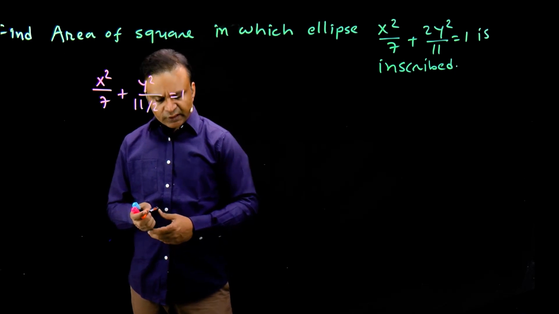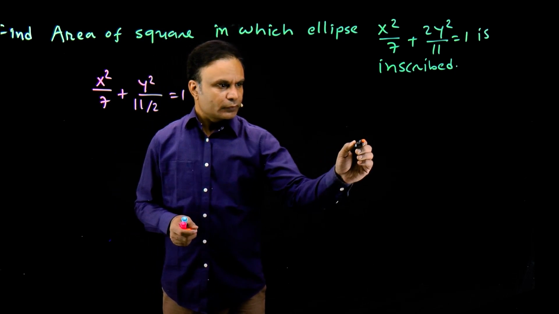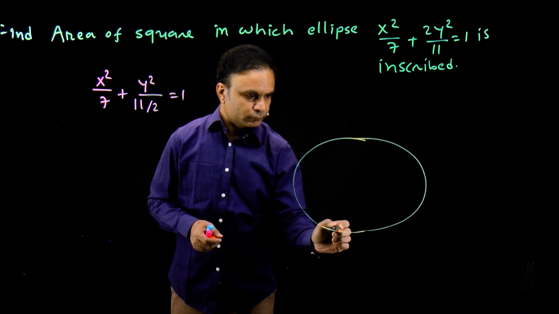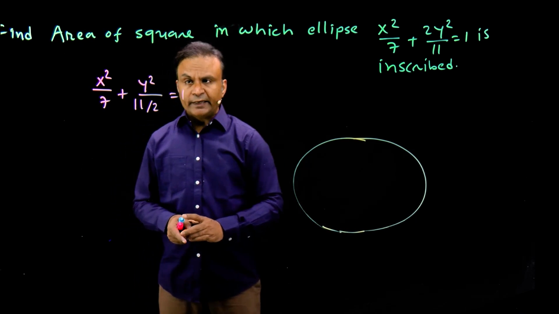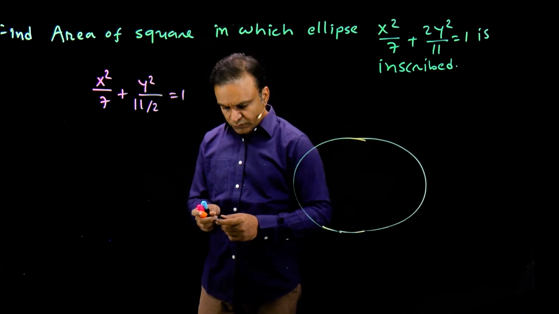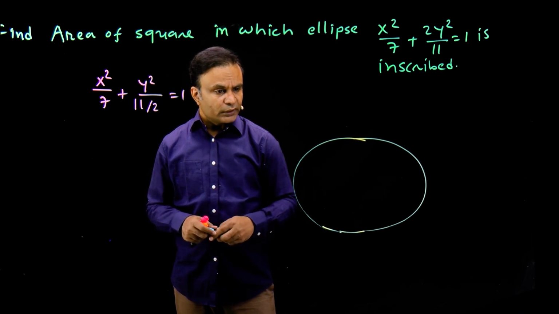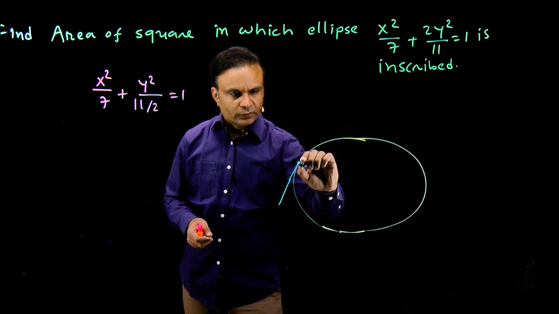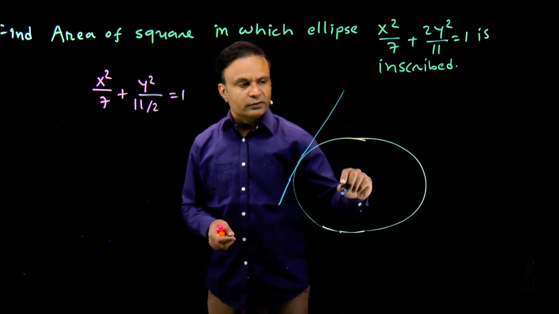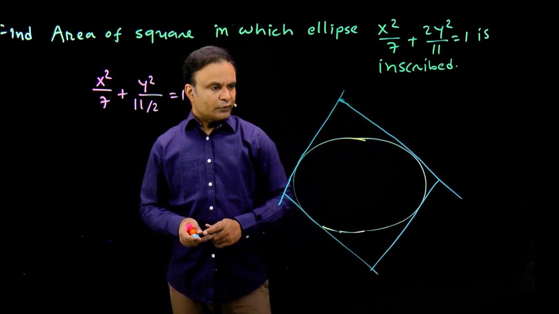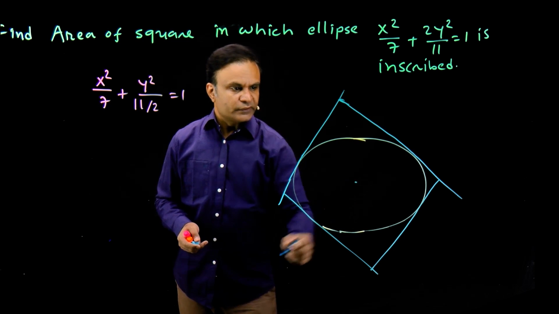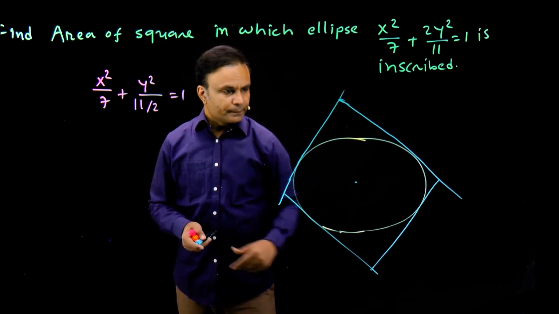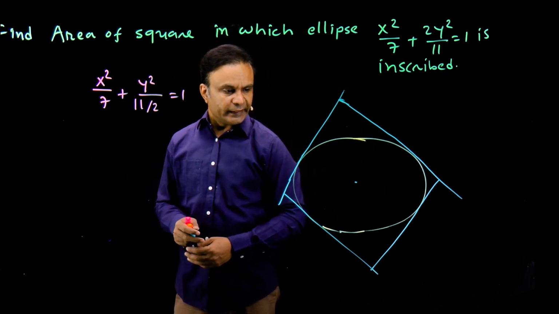Okay, so let's start with the diagram. This is the ellipse. This ellipse is inscribed in a square. So let's draw the square whose sides are actually tangents to the ellipse. However, it will be difficult to draw an exact square. This is the center of the ellipse, which is the origin. It is inscribed in this square. We have to find the area of the square.